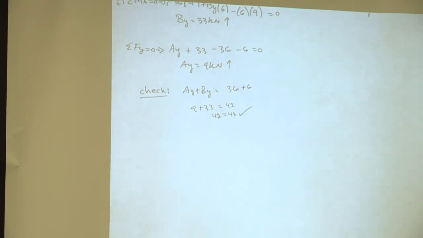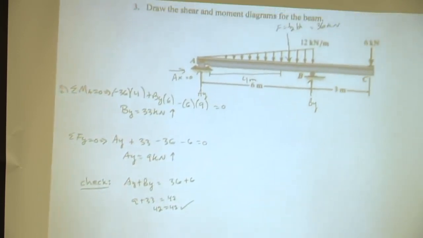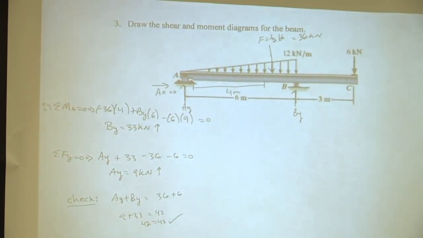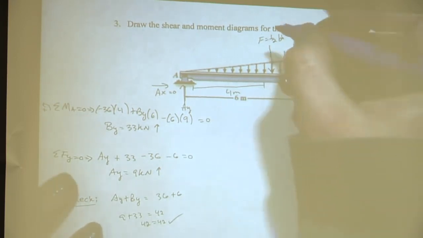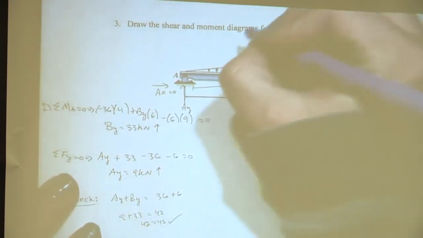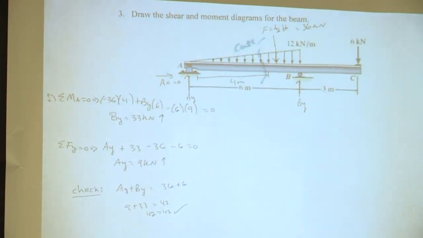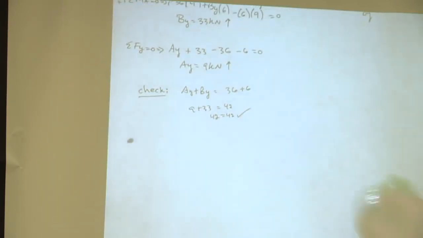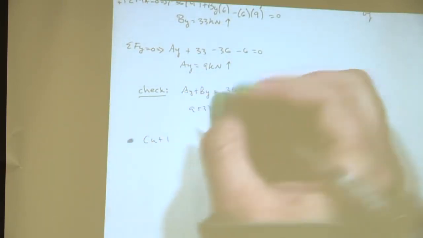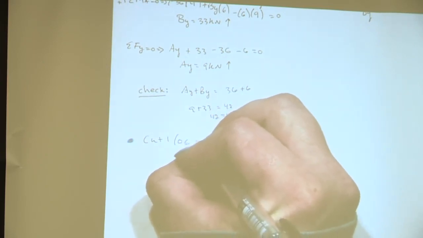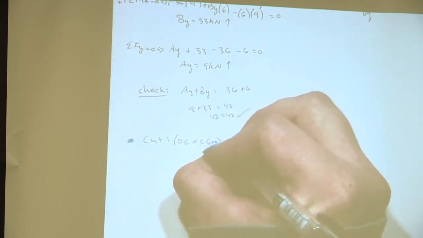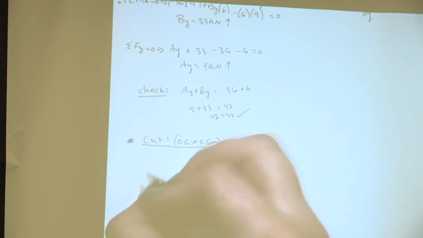Yes, we need to cut it. Now, where do we cut it? Somewhere between A and B. So let's just do it right here. Call that cut 1. And then what do we need to do for that cut 1? Highlight it between 0 and 6. So that'll be between 0 and 6 meters.